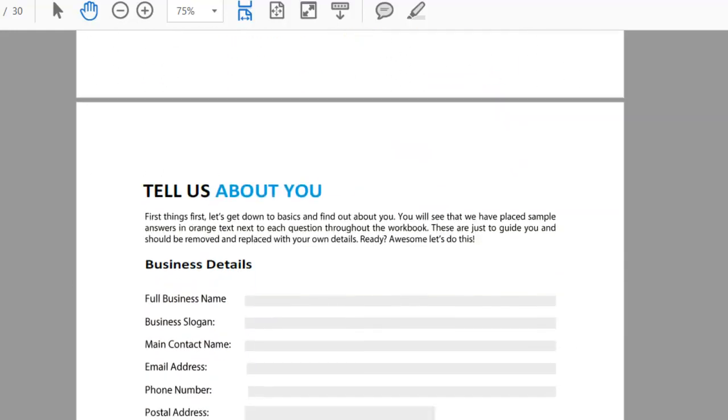Then you'll get into an area called Tell Us About You. Now in this area, what you're doing is putting down on paper the information that you'll need for the development of your website. It goes through a number of things, including your business details, from your business name, your logo, your slogan, your main contact name, which is important information for the Contact Us page and the footer on your website, right through to your domain URL.